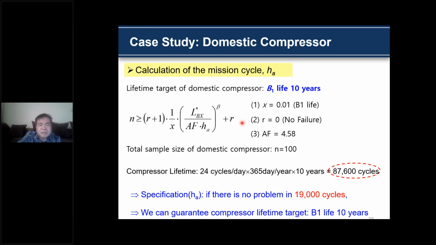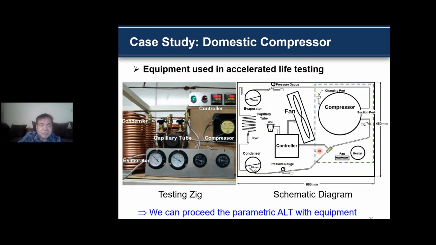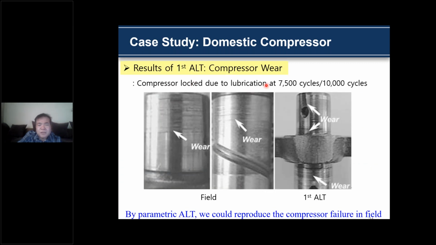This is the equipment used for the accelerated testing. This is a test jig. This is a schematic diagram, and we can proceed with the parametric ALT with the equipment. This is the result of the first parametric ALT. The compressor locked due to lubrication at 70,000 cycles.